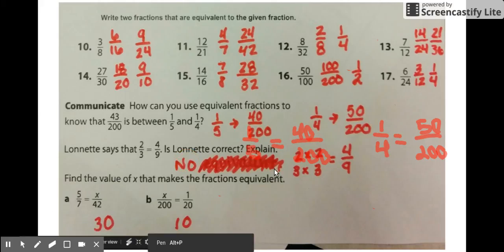Okay, go ahead and make sure you have the rest of this copied down. On A and B on the bottom, you needed to use cross multiplying.